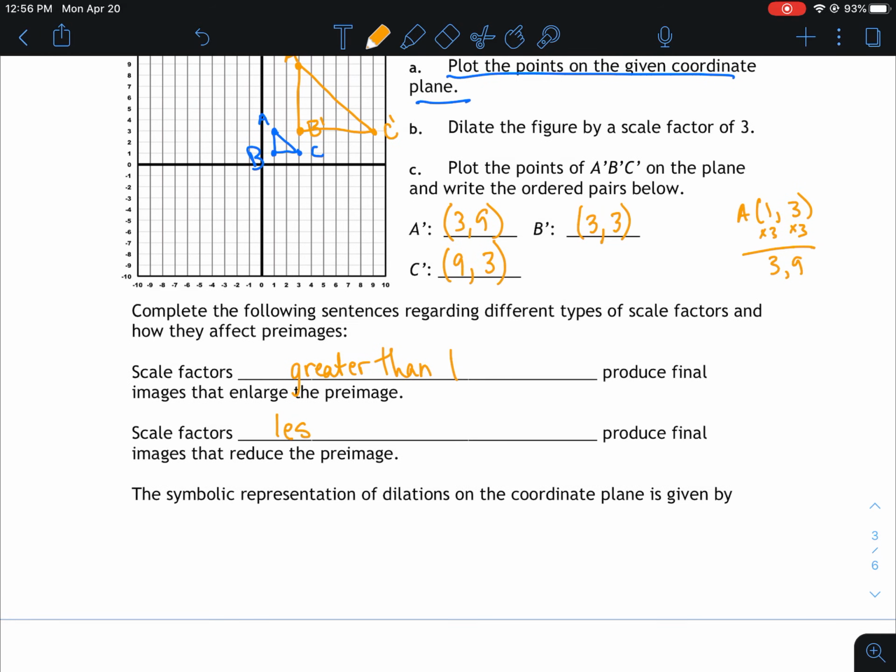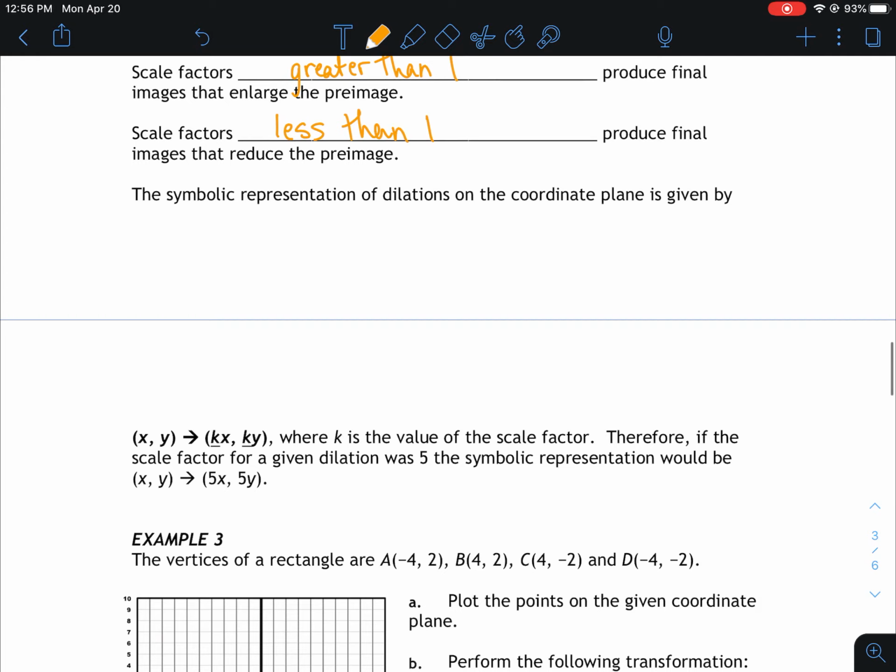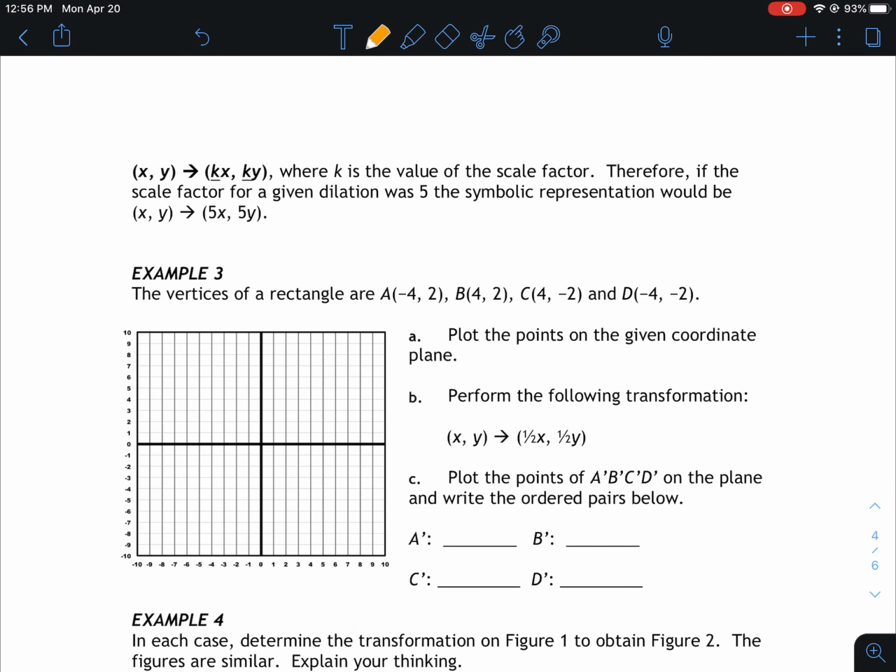Scale factors that are less than 1 will produce a final image that reduces the pre-image. Symbolic representation on the coordinate plane is given by (x, y) becomes (kx, ky). K is our scale factor. So in this case, like I said, if 5 was our scale factor, then it would be (5x, 5y). If our scale factor was 1/2, then it'd be (1/2 x, 1/2 y).